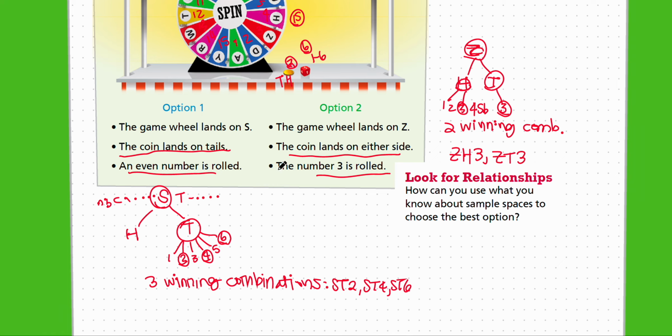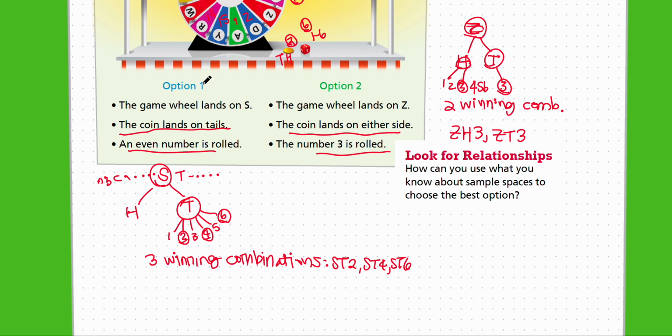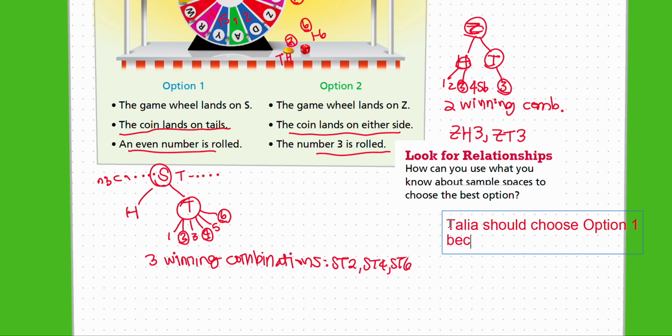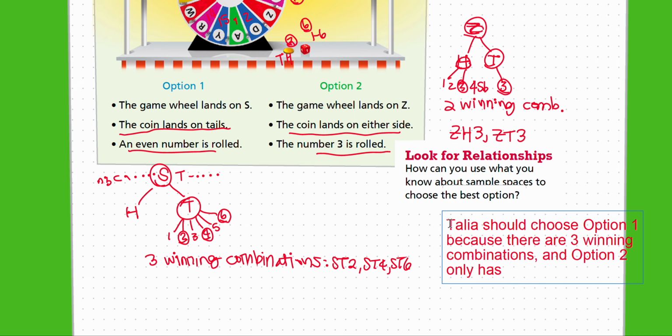So which one would be a better choice for Talia? She should choose option 1, right? Because it's a better probability. So let's write that down. Talia should choose option 1 because there are 3 winning combinations, and option 2 only has 2 winning combinations.